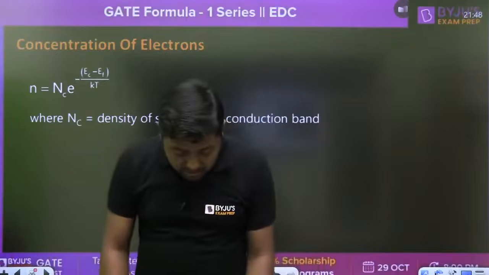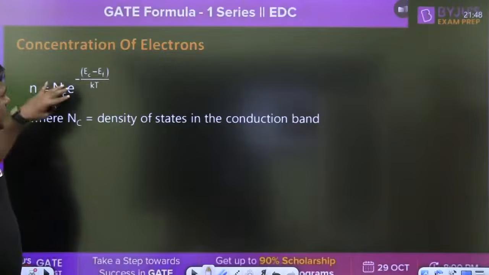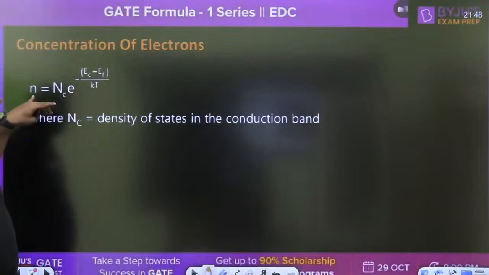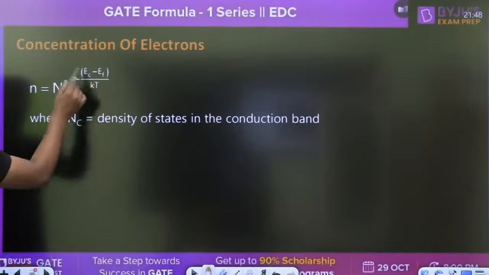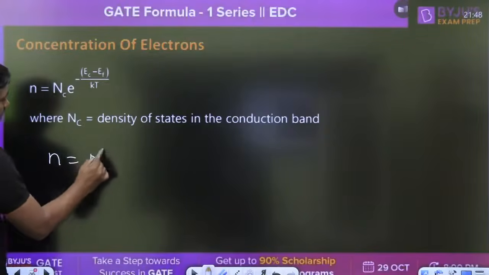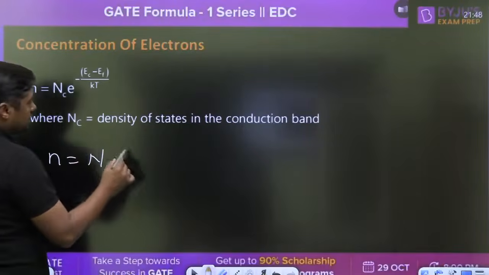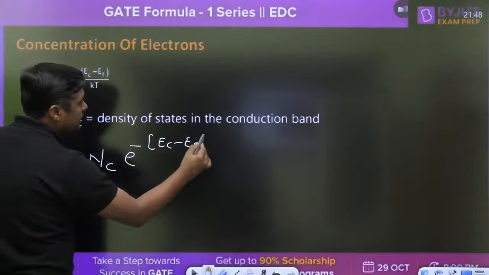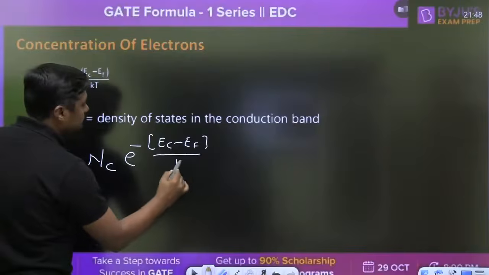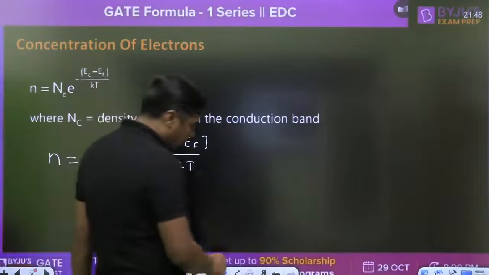Now, concentration of electron. Last year there was one question on this formula. Remember that they will give you the value of Nc and so on. So the concentration of electron is given by N equals Nc e raised to power minus (Ec minus Ef) by kT. Nc is called the density of state in conduction band, Ef is the Fermi energy level, upon kT. That is the concentration of electron.